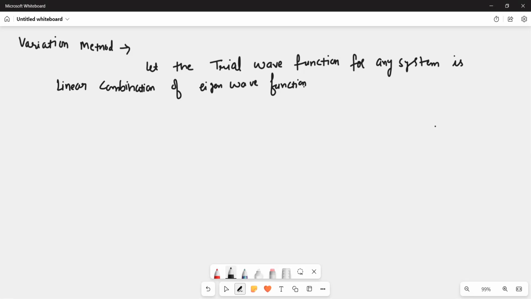Okay. So how to write the trial wave function? Psi is the trial wave function. It is a linear combination. So here we will include some variable parameters also: C1 phi1 plus C2 phi2. Up to two terms we will take in the wave function.